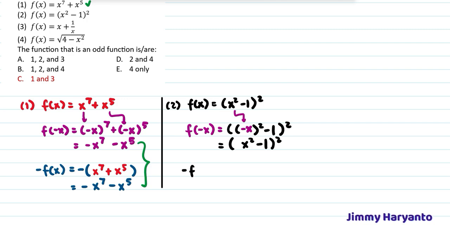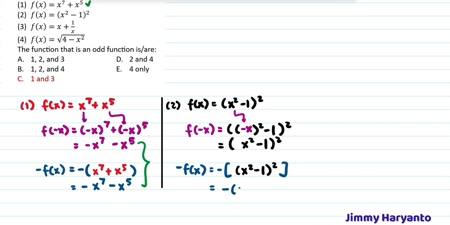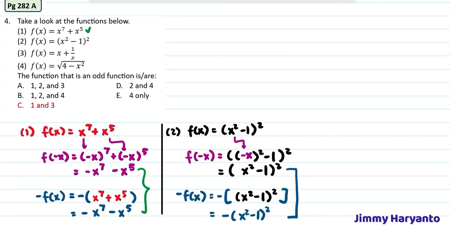Next is to prepare the negative f(x). Negative f(x) will be negative times the f(x) itself, so (x squared minus 1) squared. When you multiply it, you'll have negative, open brackets, x squared minus 1, squared. So as you can see, this one is different. They are different. That means this one is not an odd function. And then 2 is already wrong, but we need 1 and 3. That means we only have one option right there, 1 and 3.